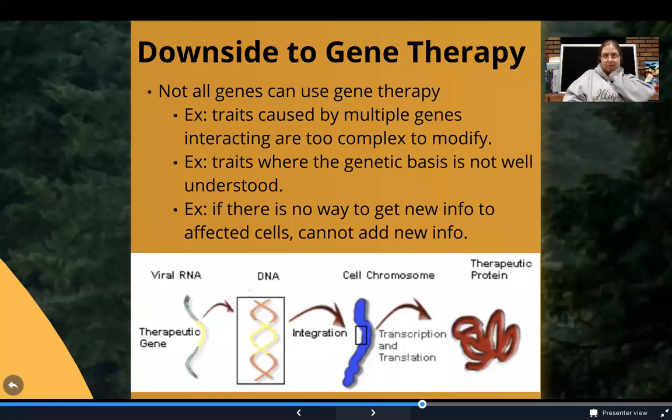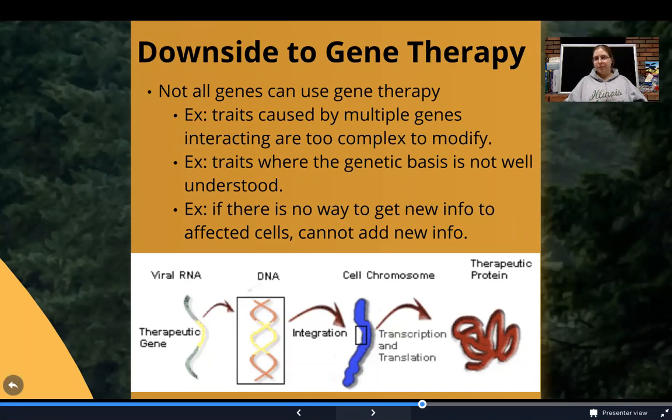Now there's a downside. Not all genes can be used for gene therapy. There are certain traits and disorders that are caused by multiple genes that interact. And so the different combinations of alleles and how they interact can lead to different effects and different versions of disorders. Now, gene therapy is great if we just need to fix this one cell or this one type of cell with this one type of gene. But there are multiple genes involved, and any number of combinations can affect how that gene gets expressed. It's going to be very complex and actually too complex for us to modify at this point in time in our technology and our understanding.